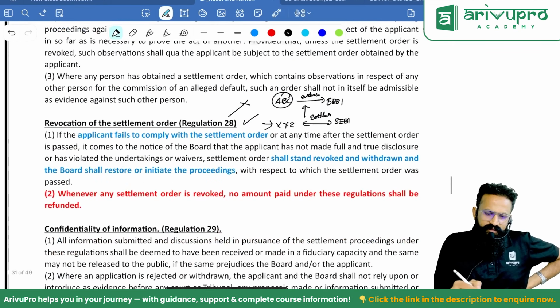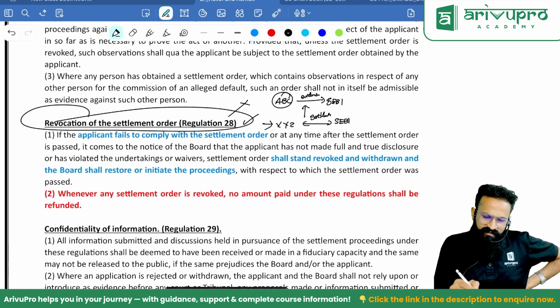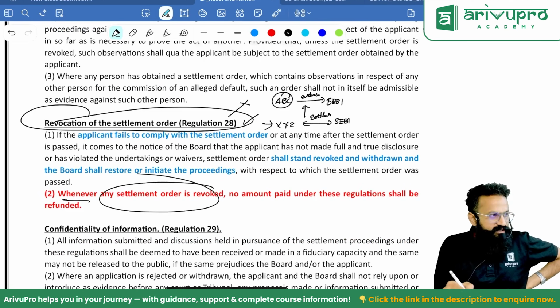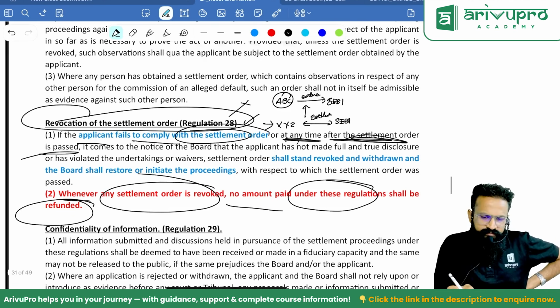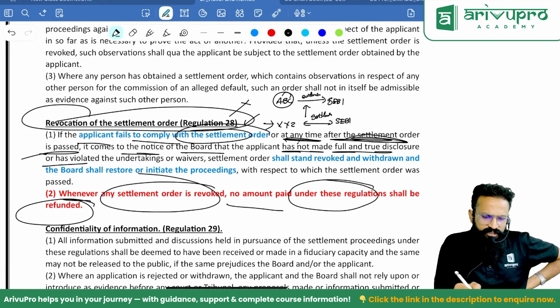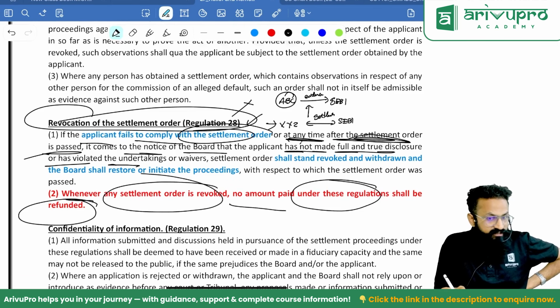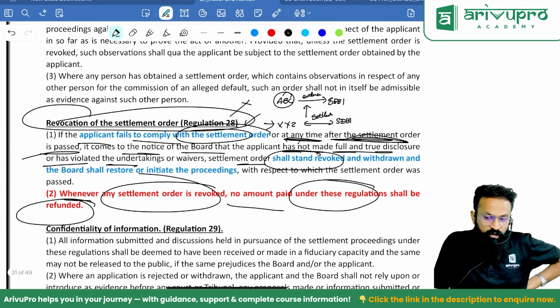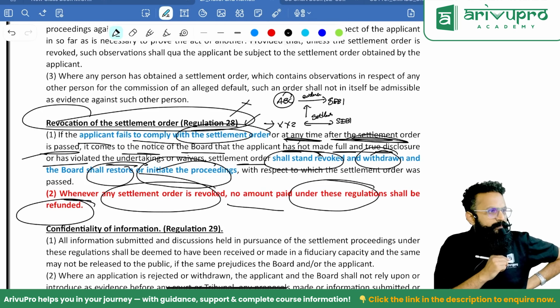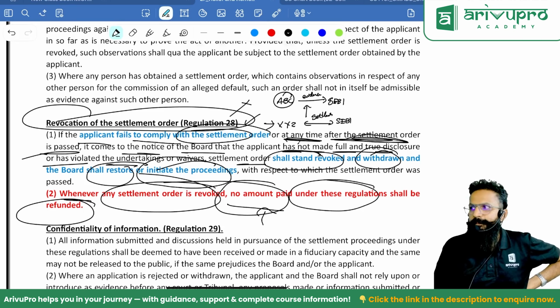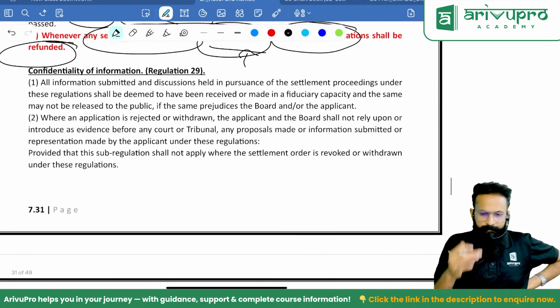And see here. Revocation. What is revocation? Whenever any settlement order is revoked, no amount paid under these regulations shall be refunded. First thing, if the applicant fails to comply with the settlement order at any time, even after the settlement order is passed, it comes to the notice of the board that the applicant has not made full and true disclosure or has violated the undertakings or waiver, the settlement order shall stand revoked and withdrawn, and the board shall restore or initiate the proceedings. And sir, what about the money I paid? Everything is gone. It is not refundable. Is this clear?